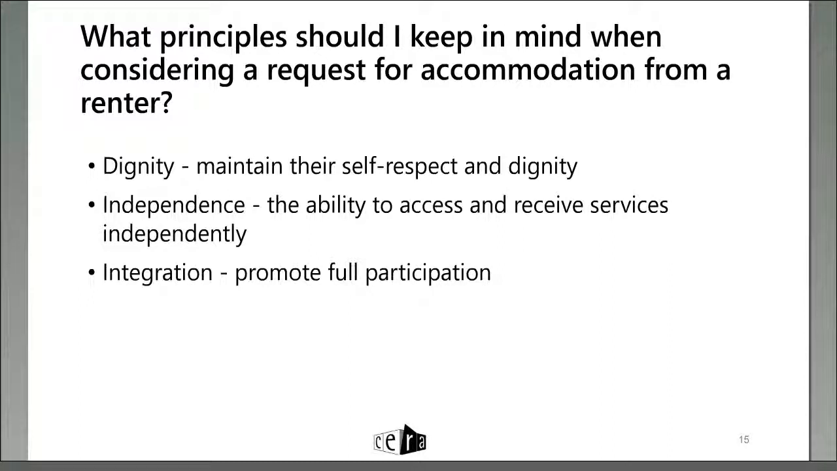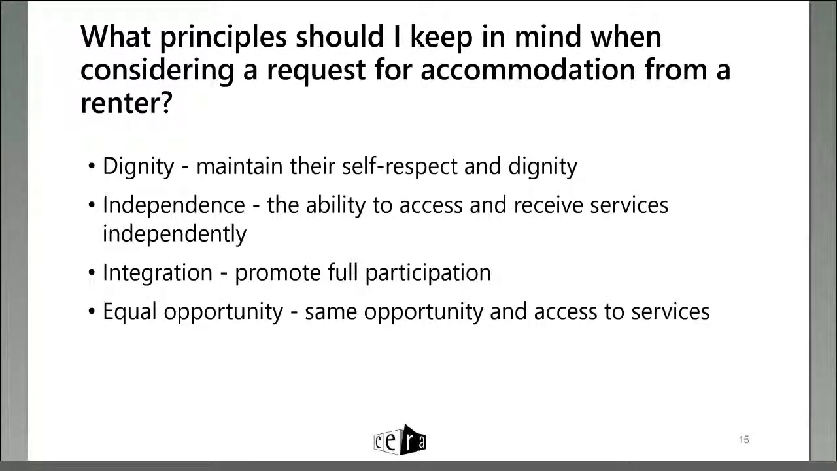Next is integration. Renters with disabilities should be able to access services in a way that allows them to benefit from the same services in the same place and in a similar way as other renters. The goal should be to create an environment where housing providers' customer service policies and practices promote integration and full participation.